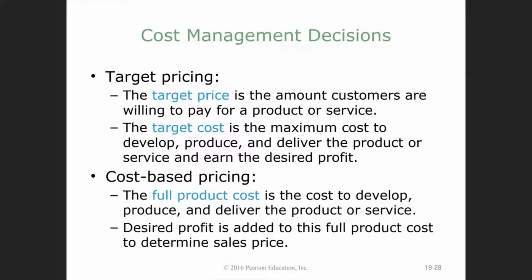Cost-based pricing uses the full product cost, which is the cost to develop, produce, and deliver the product or service. Desired profit is added to this full product cost to determine the sales price.